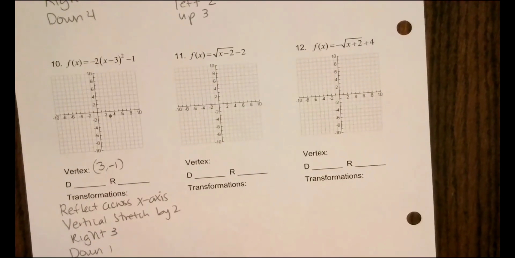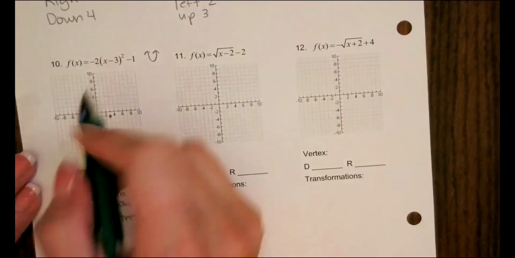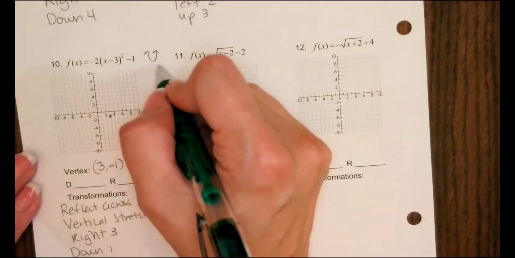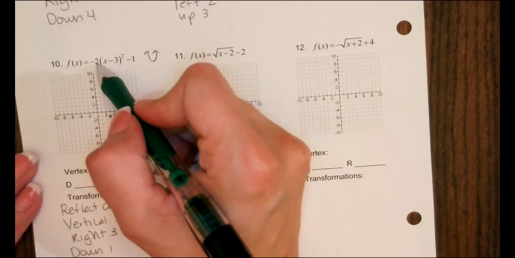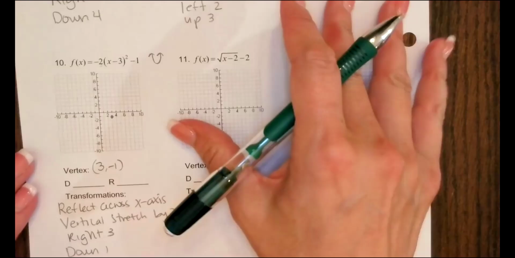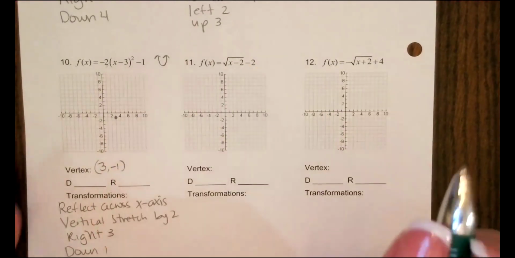All right, so our parent function looks like this. The negative is going to make it upside down. So it would go this way. We're going to be concave down. The 2 causes the vertical stretch, and then the right 3 and down 1. By moving the vertex there, I've taken care of really this part right here.